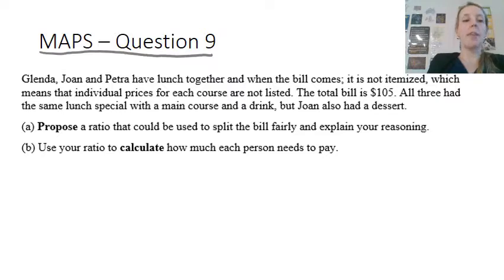Just said that, which means the individual prices of each, of course, are not listed. So the total bill is $105. All three had the same lunch special with a main course and a drink, but Joan also had a dessert. Okay, so propose a ratio that could be used to split the bill fairly and explain your reasoning.